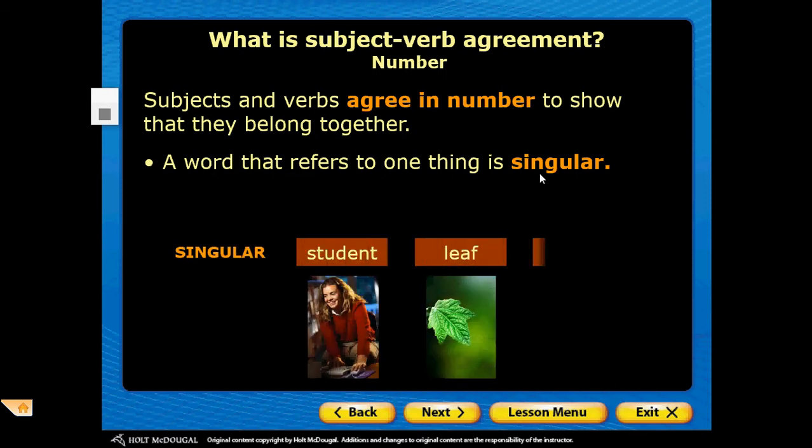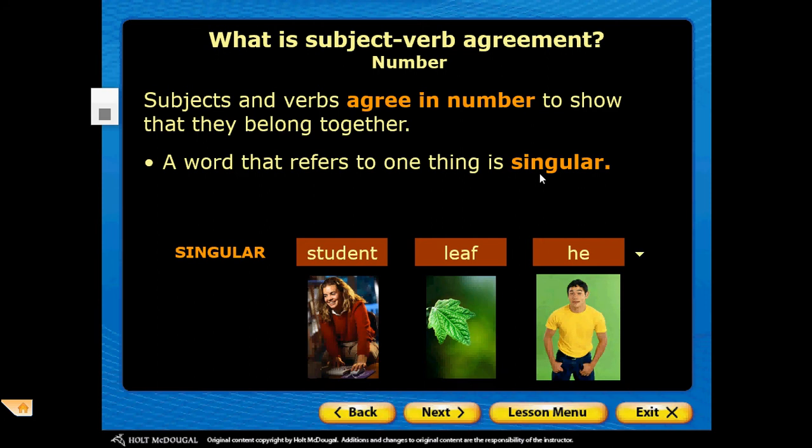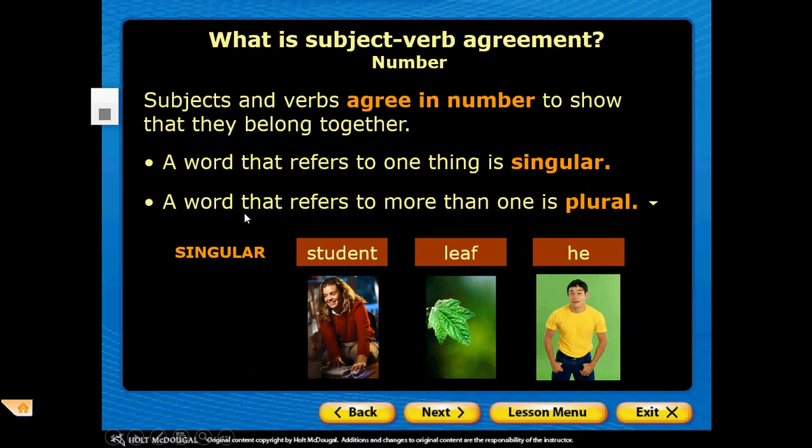How many students do we have in the picture here? Only one. One student. A leaf. We're talking about one leaf. He is a pronoun, and as you know, a pronoun is a little word that replaces a noun. So the pronoun he, in this case, replaces, for example, let's call this guy John. So a word that refers to more than one is plural.